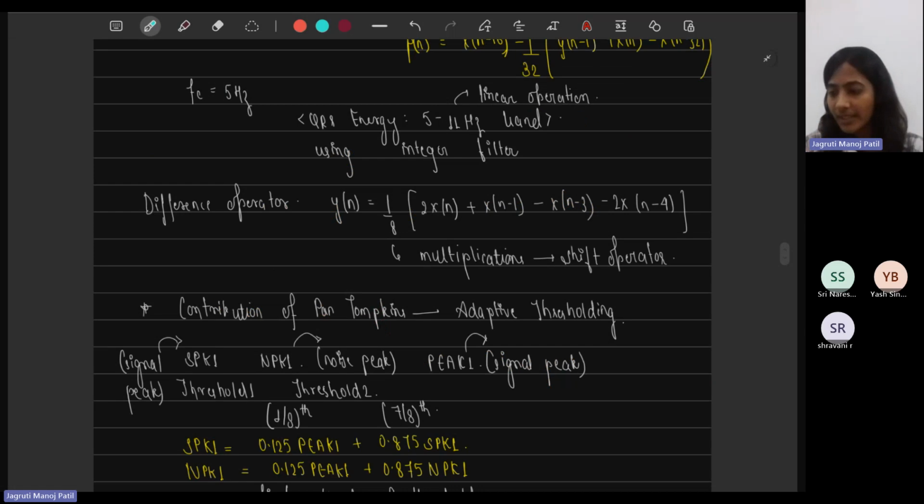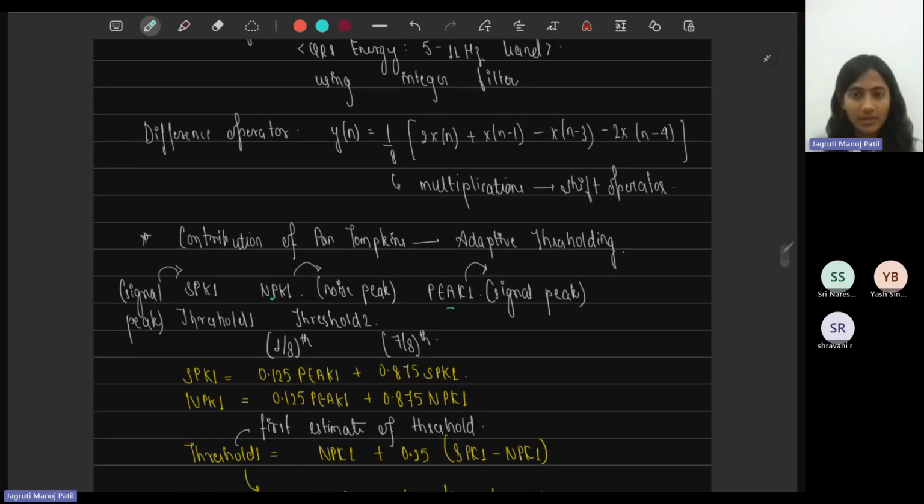So here there are some notations. The signal peak is represented by this SPK1. Then the noise peak is represented by this NPK1. Then for the peak one is the signal peak. And there are two thresholds that they have defined. For the first one, these are constants, because it's all from empirical observation. So there's no actual logic behind it. It's just that you can see how much it varies.